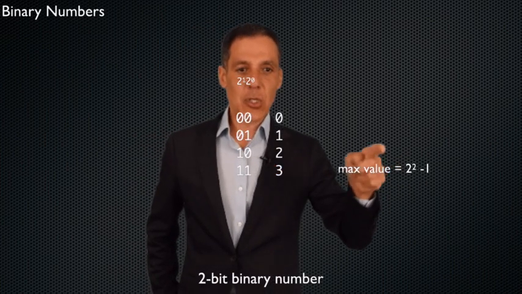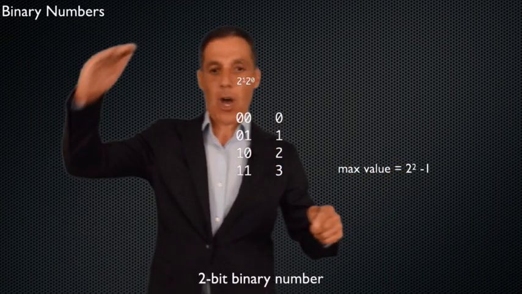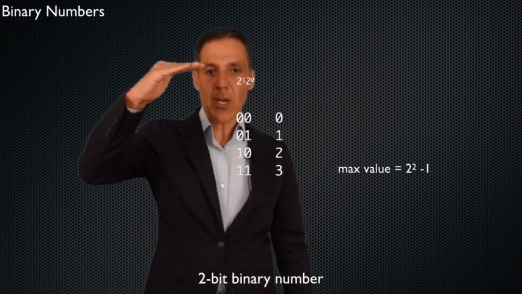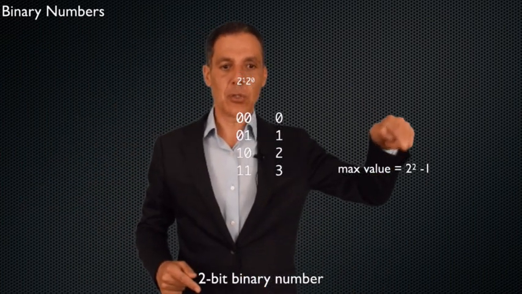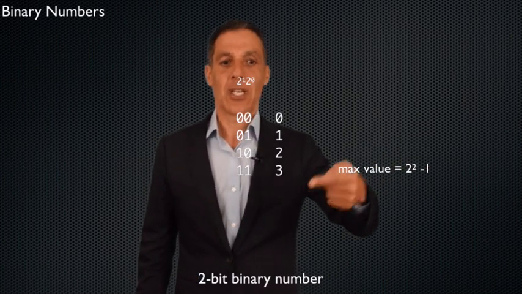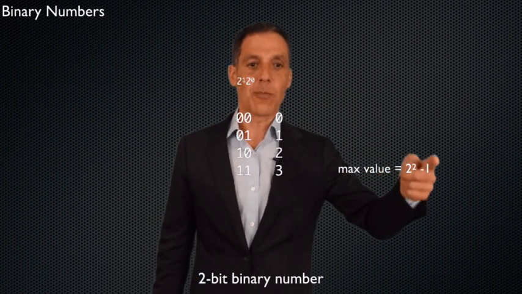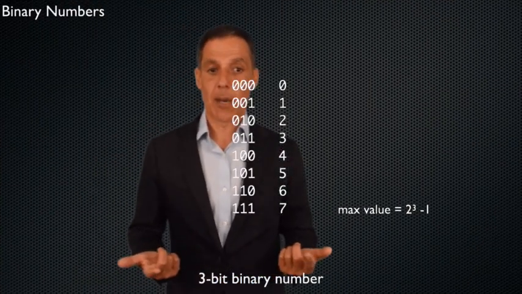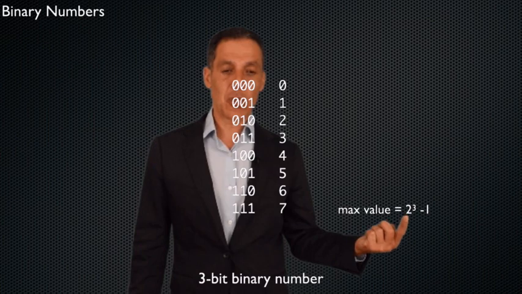And notice that with a 2-bit binary number, if they're always positive, we'll get to negative numbers in a little bit, I can always go from 0 to 2 to the power 2 minus 1. So in this case, 2 to the 2 minus 1 is 3. Okay? So if I give you a 3-bit binary number, my maximum value is 2 to the power 3. That's 8.